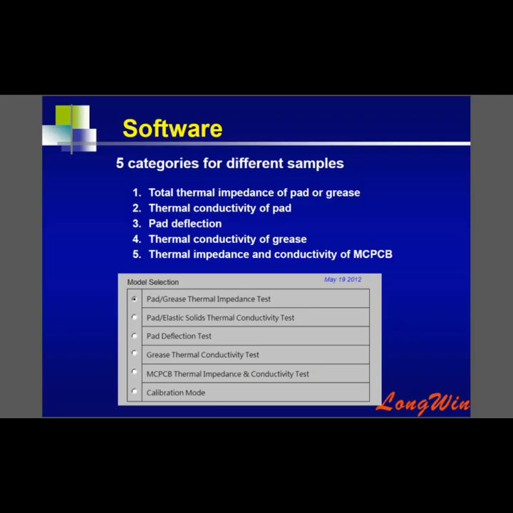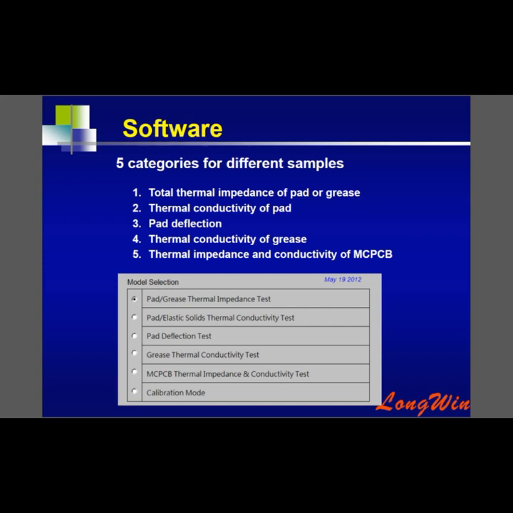The fourth mode is the thermal conductivity test for thermal grease. The main difference between the fourth mode and the second mode is the type of material, because thermal grease is a liquid, so we need to measure it along with the fixtures with different thickness.